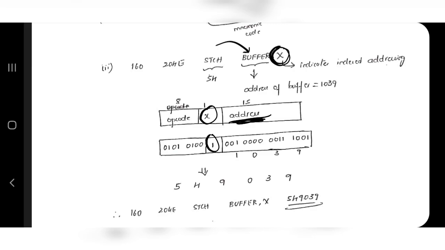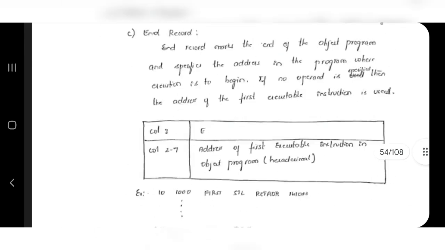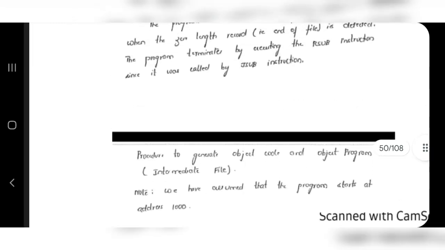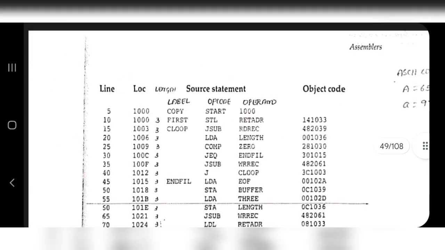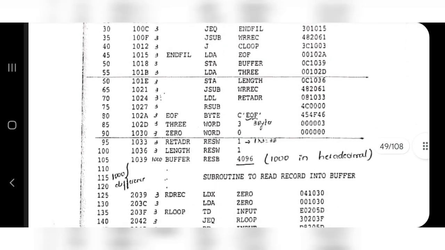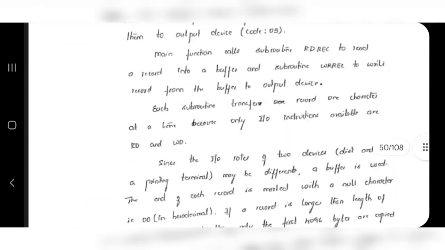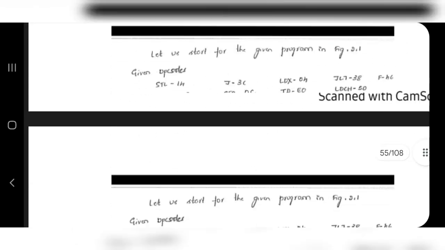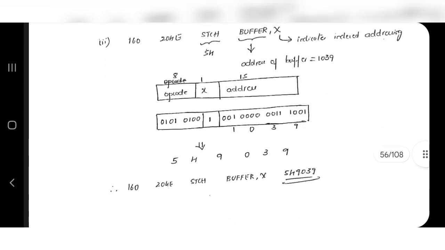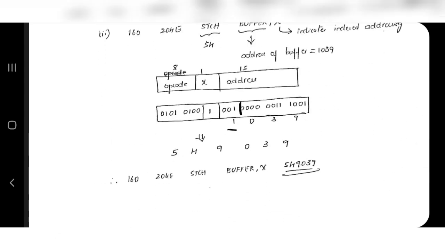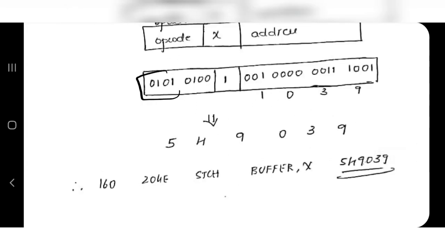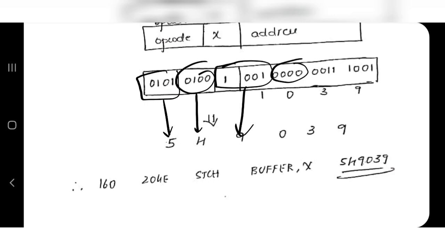And how do we get the address? BUFFER is written here, so in the labels column you have to find BUFFER and the address associated with it. BUFFER can be found here, and the address is 1039. So we take that value and write it in the address part. After writing this, consider 4 bits at a time: these 4 bits are 5, next 4 bits are 4, then 9, then 0 3 9. So what answer do you get?